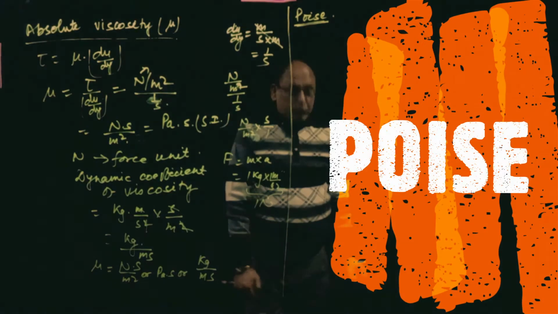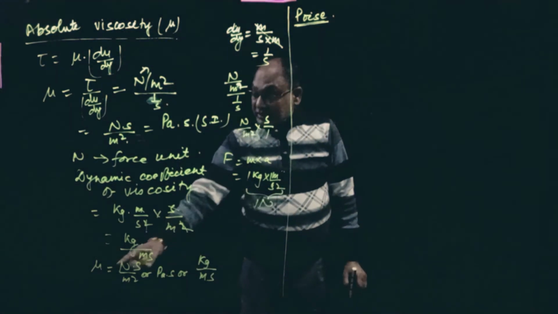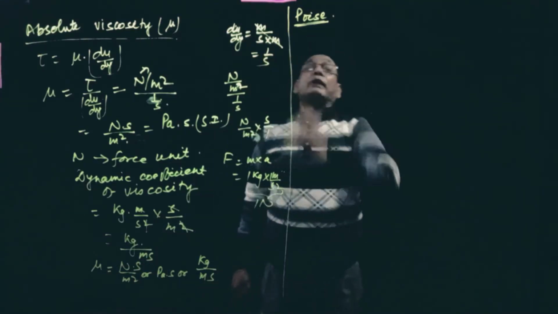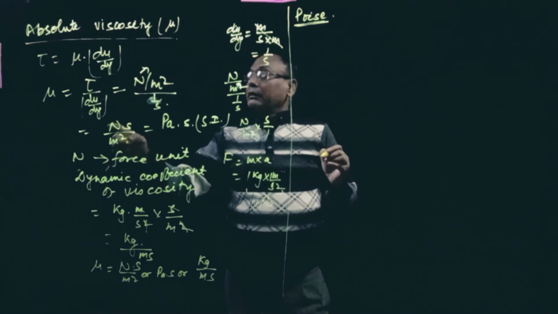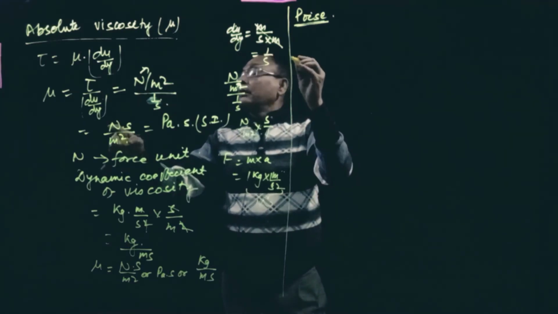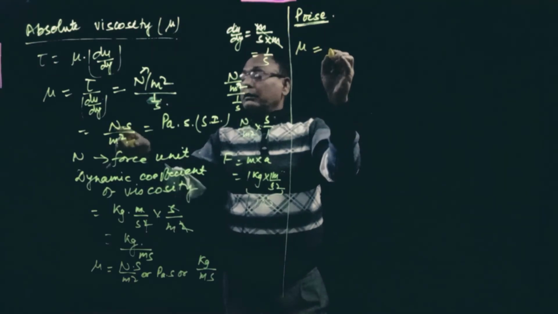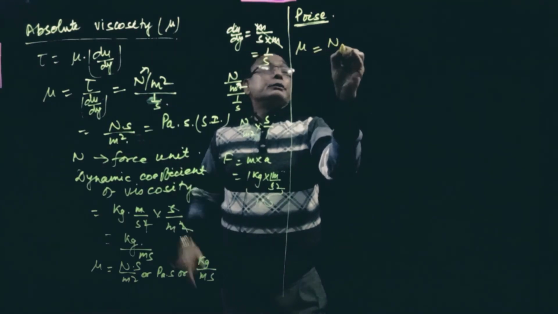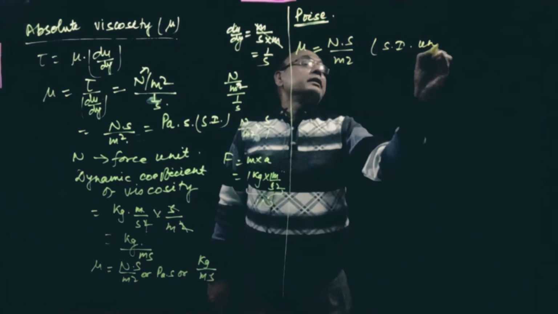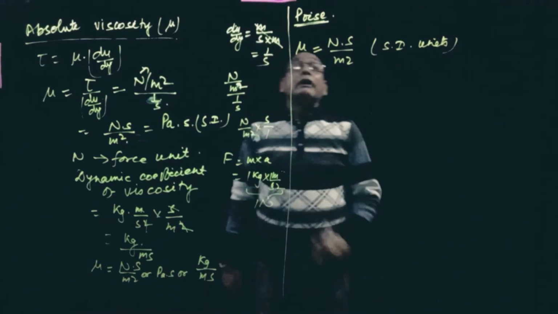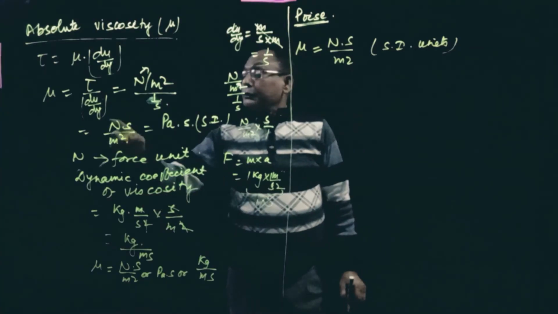What is Poise? Let us see. Now we must know how to convert this into Poise, and what Poise is first of all. See here, this one, mu is equal to Newton second per meter square. That is in SI units. Now I am going to convert Poise into this one, Newton second per meter square.